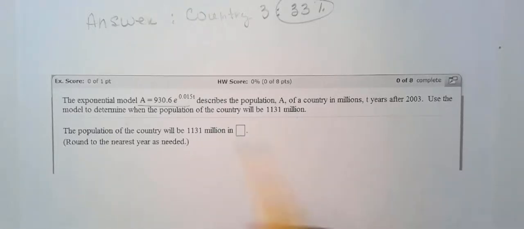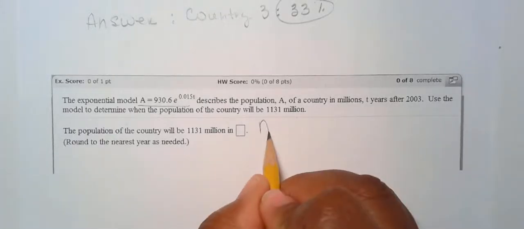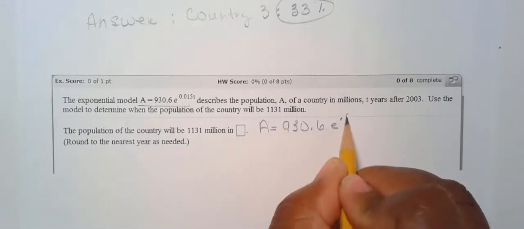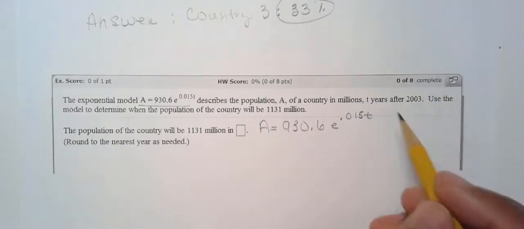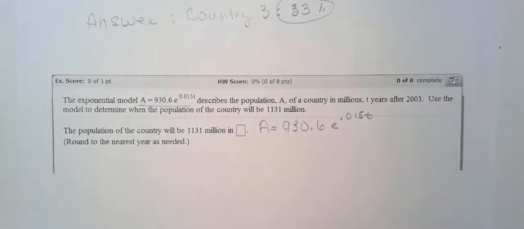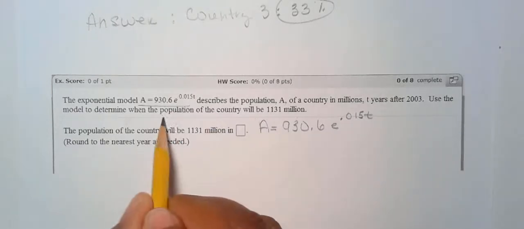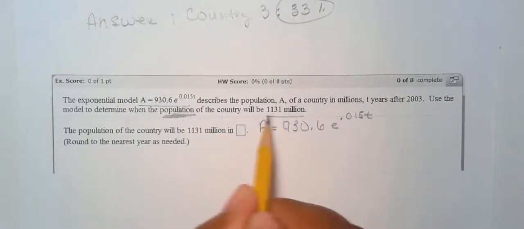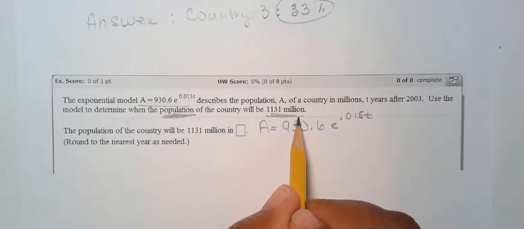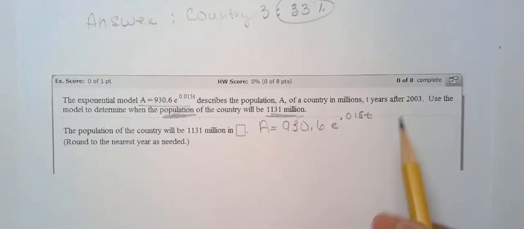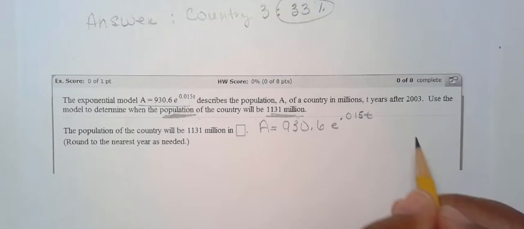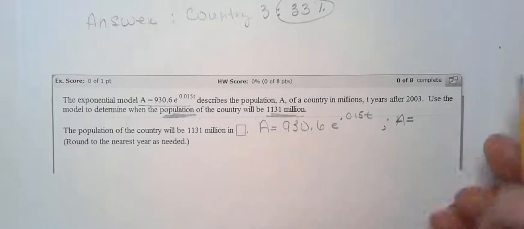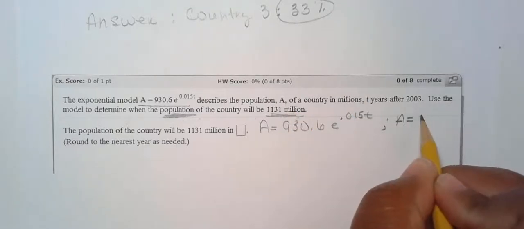All right, so what is given? We're using this formula here, A equals 930.6 times e to the 0.015t, and it wants us to find what year this country will be at this size, 1,131 million. What's given is the population, so we're going to call that A.